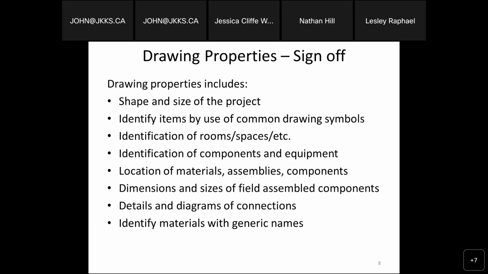So I've listed some of them here, indicating the shape and size, identifying items by use of common drawing symbols. Certainly drawings indicate rooms and spaces, components and equipment, materials, assemblies and components, dimensions and sizes, details and diagrams and connections, and identify materials with some generic names. So for example, is it gypsum board or is it drywall? Again, the architect and engineer certainly has a lot of responsibility when it comes to the sign off and putting a drawing or document package together to form a construction contract.